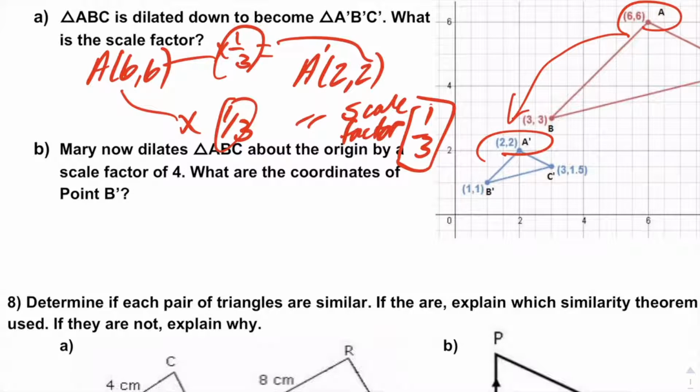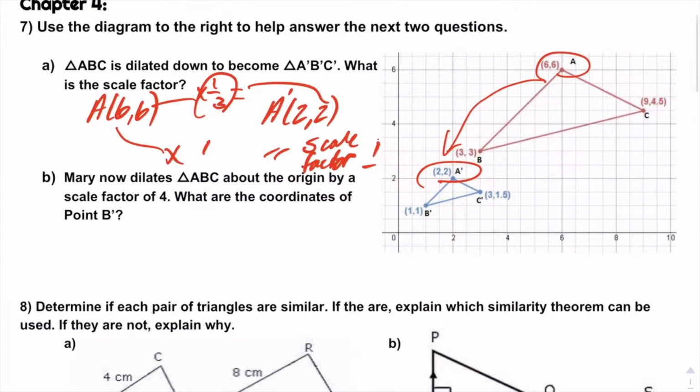Letter B. Mary now dilates. Let me erase some of this. Mary now dilates triangle ABC about the origin by a scale factor of 4. What are the coordinates of B prime? Well, let's look at B right here. B is 3, 3.